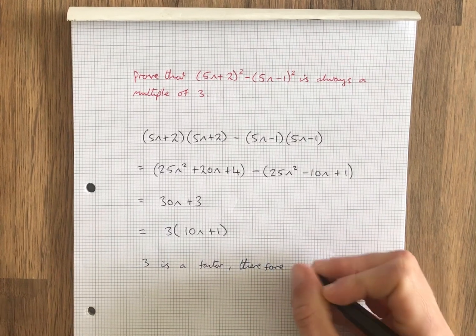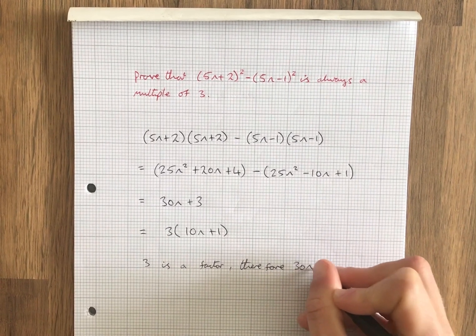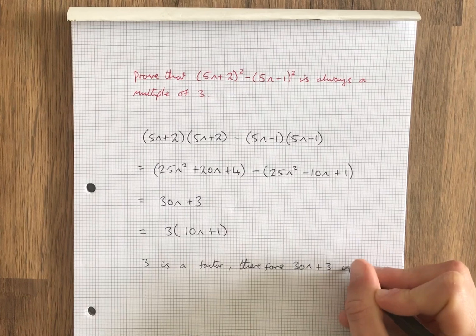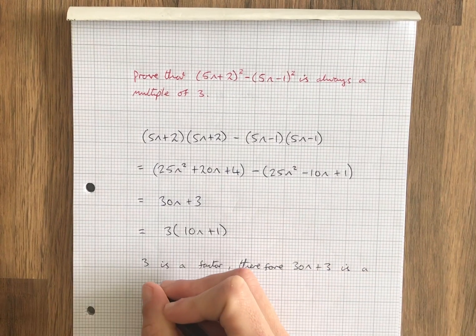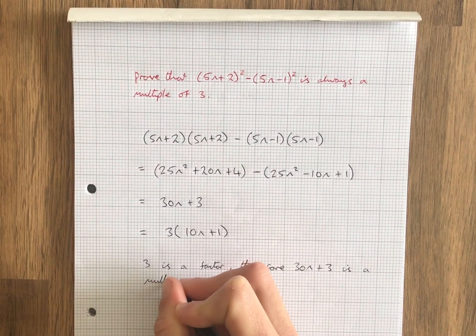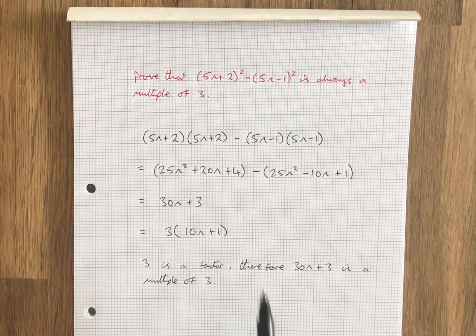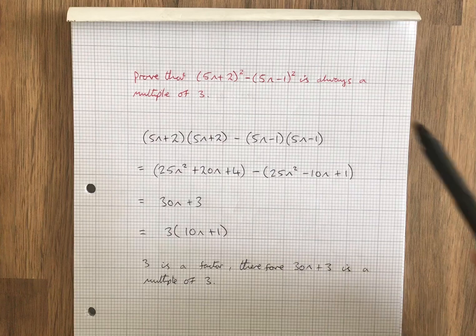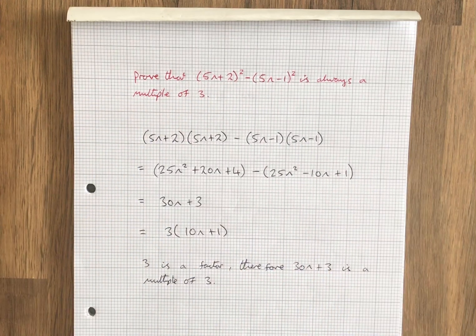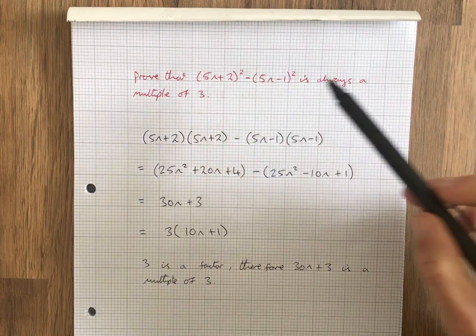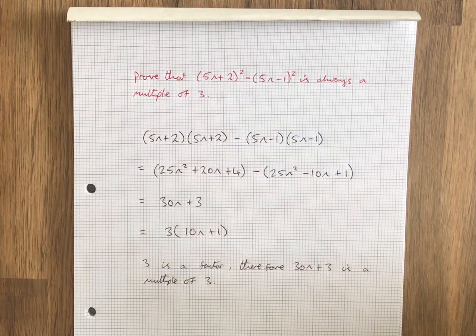therefore 30n plus 3 is a multiple of 3. And if this is a multiple of 3, this is the expression we formed from the expression that we were given in the question. So we've proved that (5n plus 2) all squared take away (5n take away 1) all squared is always going to give us a multiple of 3, no matter what value n will take.